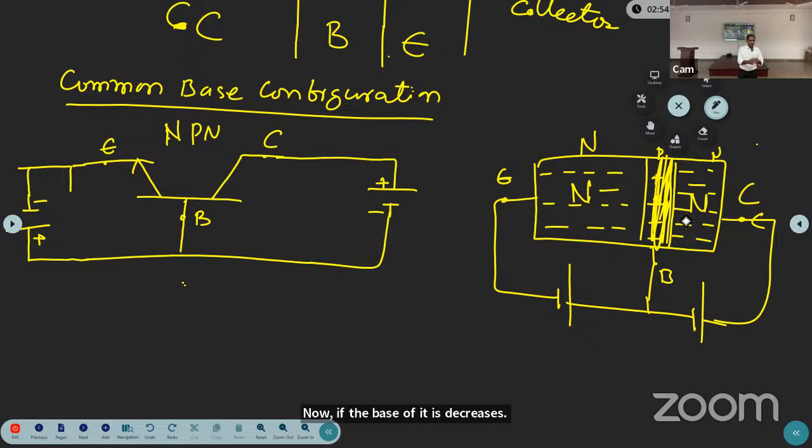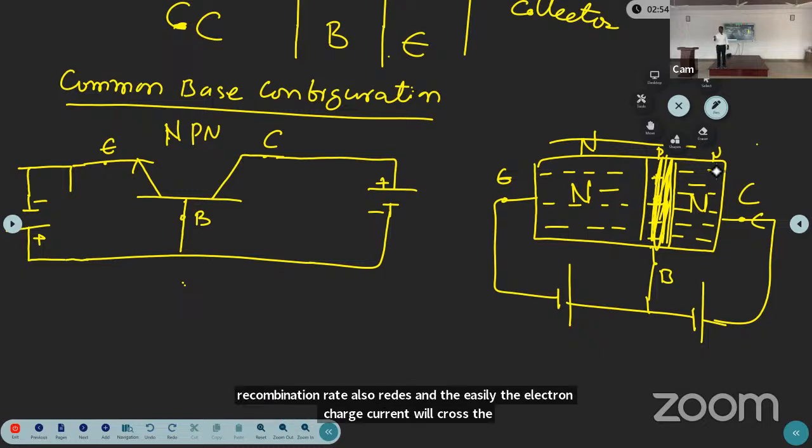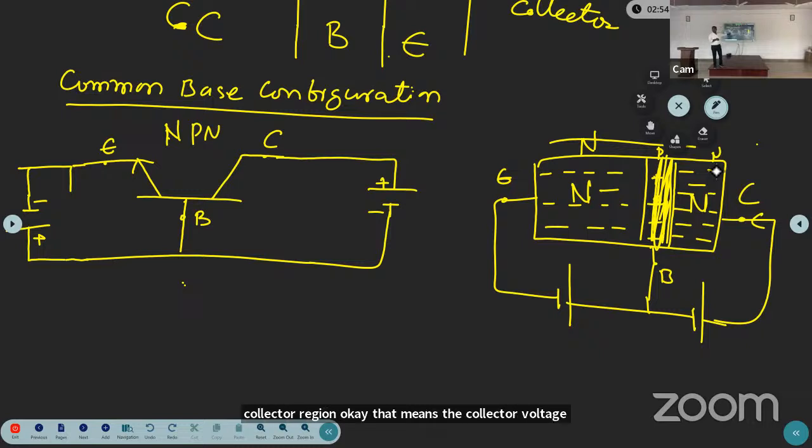If you are increasing the input voltage, these electrons will cross easily from emitter to collector, because the base width is very, very less. తగ్గిపోయింది కదా region. The recombination rate also reduces, and easily the electron charge carriers will cross the collector region. Okay, that means the collector voltage is affecting the input characteristics.